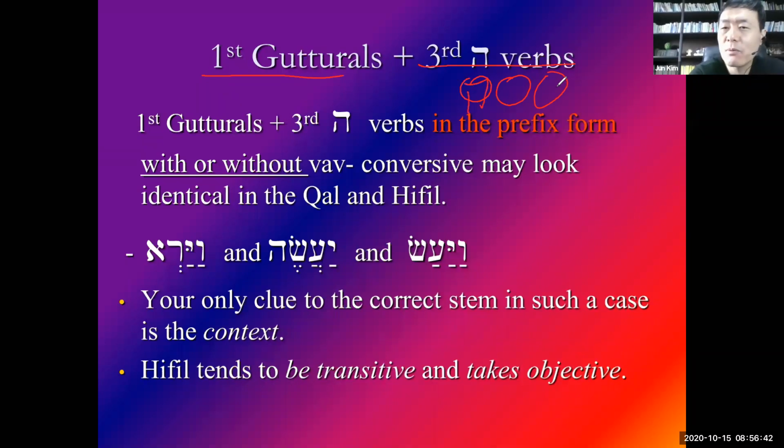And for first guttural, we are going to have a guttural letter like ayin or aleph, even including resh. Resh is not a guttural letter, but it tends to take the characteristic of a guttural letter. So anyway, if you have those words, we call it a double weak verb. Why? Because we have two weak components. So dealing with this double weak verb in the prefix form, with or without verb conversive, may look identical in the kal and the hifil stem.